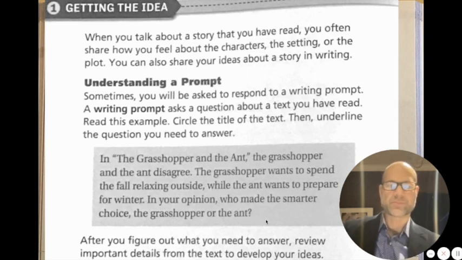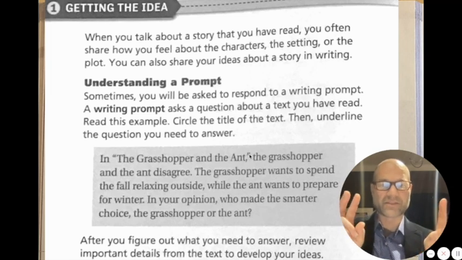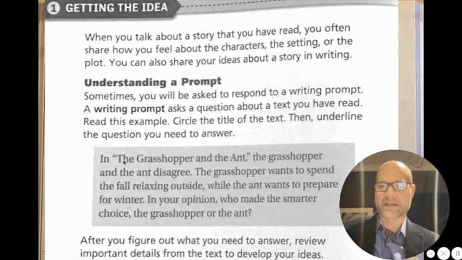Okay, so this prompt has a few things going on. First of all, we're asked to circle the title of the text. What's the title? Well, it's this right here within the quotation marks. The Grasshopper and the Ant. I know that's the title because it has quotation marks around it, and also it's capitalized. See the capital T, capital G, and capital A.